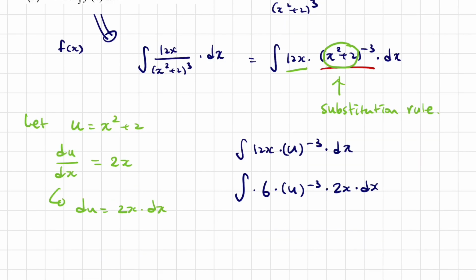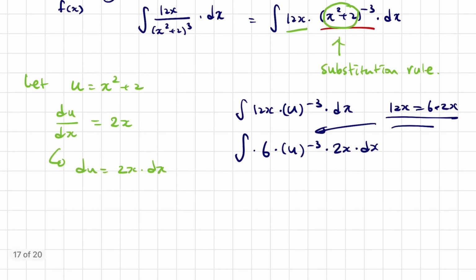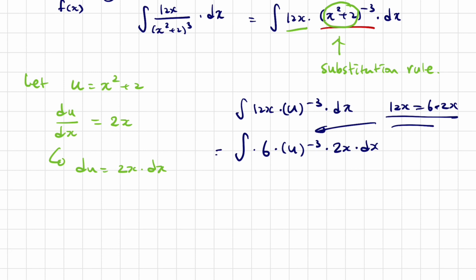Okay, 12x is the same as 6 times 2x, right? So what I did here is I separated the 12x as 6 times 2x, so I can replace the 2x times dx with du. Then this is the same as the integral of 6 times u to the power of negative 3 times du.